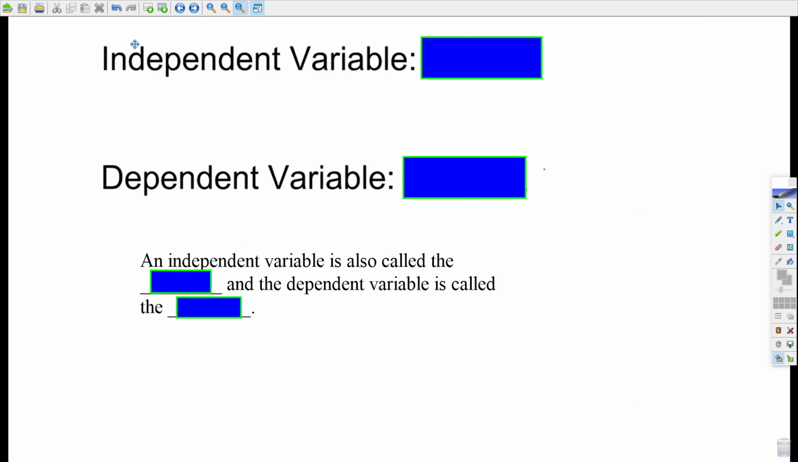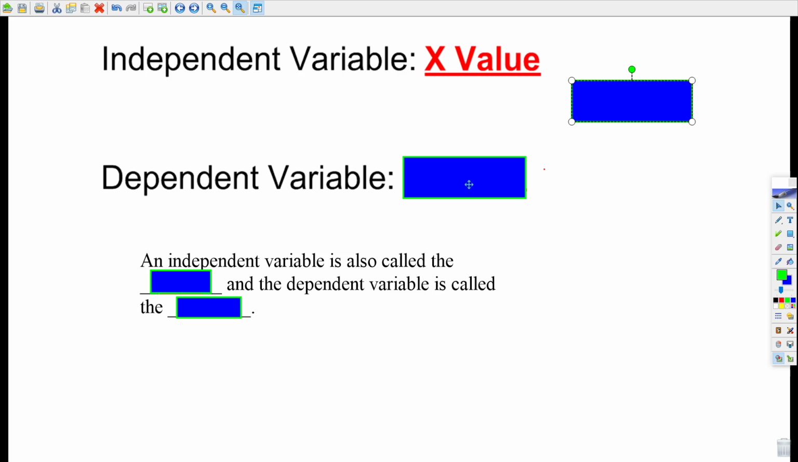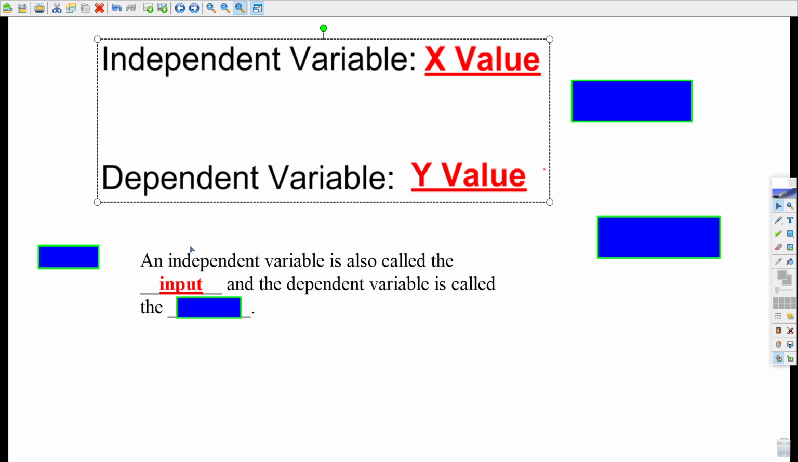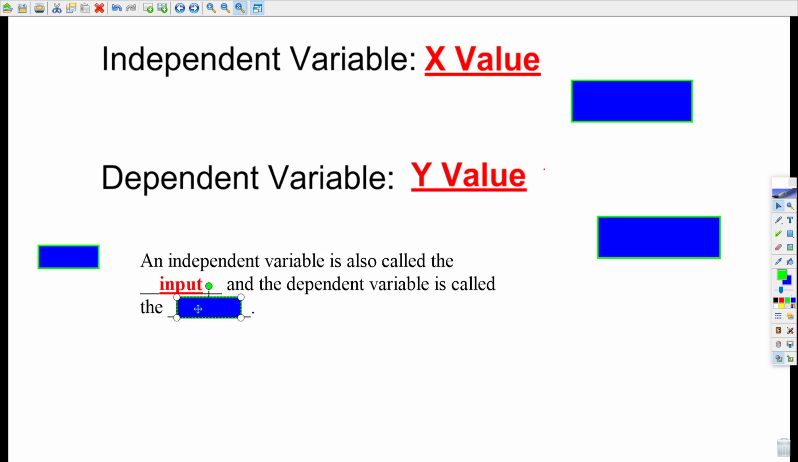So let's talk about these variables. The independent variable, which one is it, the x or the y? The independent variable is the x value. We're the ones plugging in the x values most likely. We plug in an x value, and depending on what the function does, it pops out a y value. So the y is usually the one that depends on the x value. An independent variable is also called the input. It's what we put into the functions. Usually the x value is what you put into the functions, so it's called the input. Dependent is called the output. The y value is what you get out.